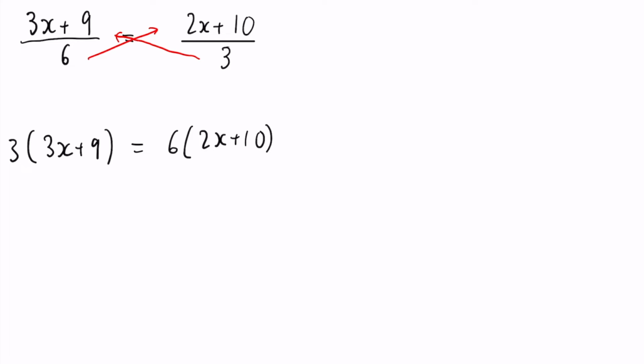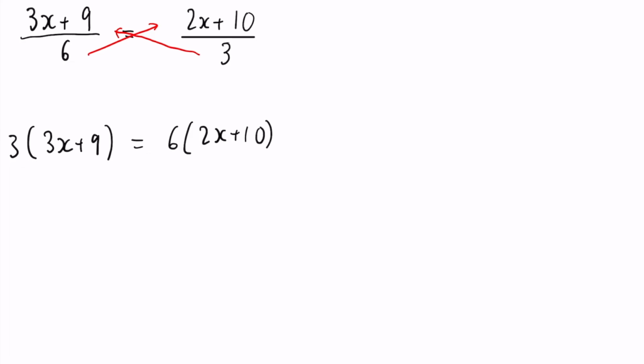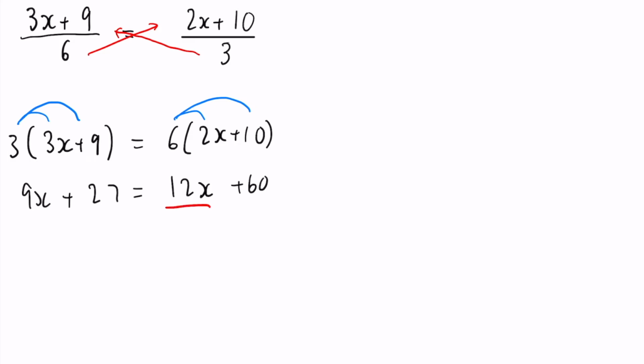Now, we know how to expand brackets using our claw method. So 3 lots of 3x and 3 lots of 9 and 6 lots of 2x and 6 lots of 10. So 9x plus 3 times 9, 27. 6 multiplied by 2x gives us 12x, and 6 times 10 gives us 60. So this time we have the bigger x on the right hand side. So again, to keep it positive, we want to move the 9x across to the right hand side by subtracting it. So let's do that first.